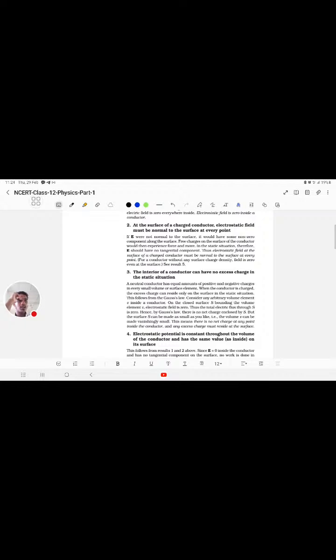Hence by Gauss's law there is no net charge enclosed by S, but the surface S can be made as small as you like. That is, the volume V can be made vanishingly small. This means there is no net charge at any point in the conductor.